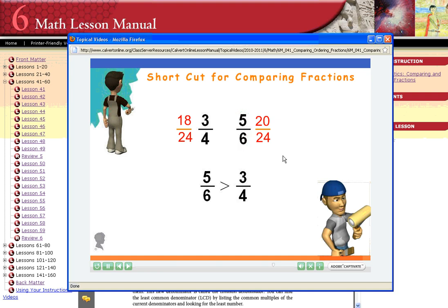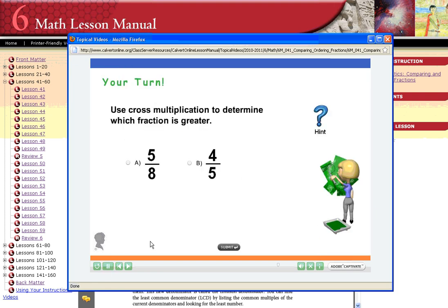Notice that you could obtain this answer by finding only the numerators of the equivalent fractions. It may not be necessary to find the denominators as well. Click Next to try a problem using this shortcut. Use cross multiplication to determine which fraction is greater.